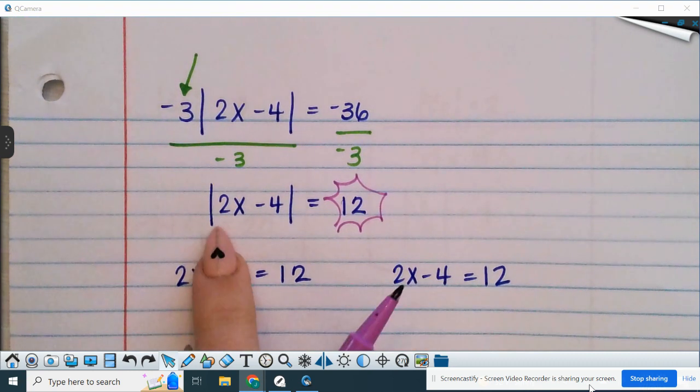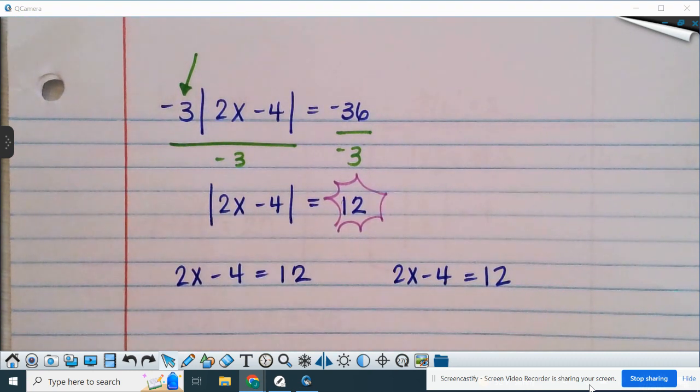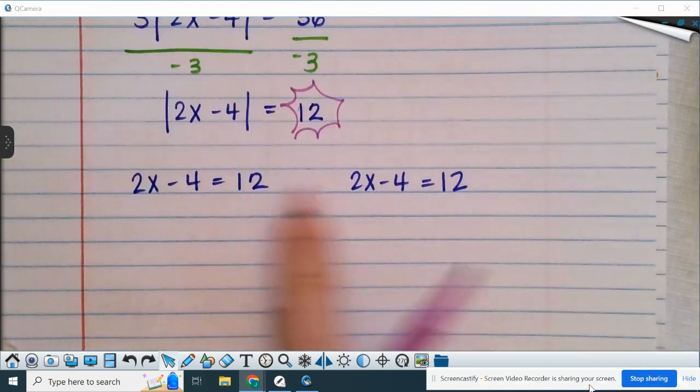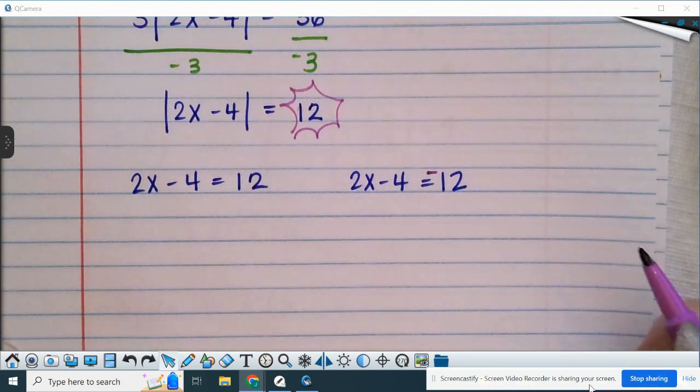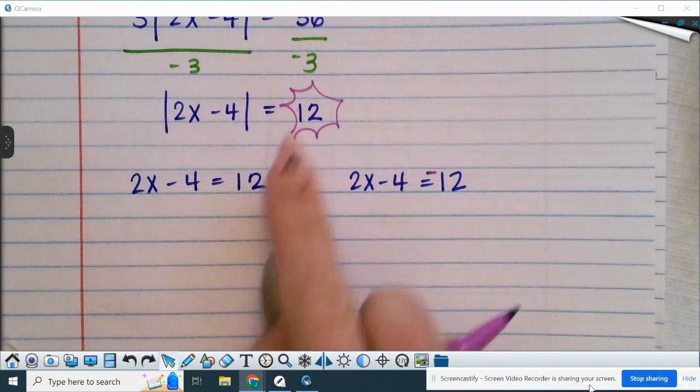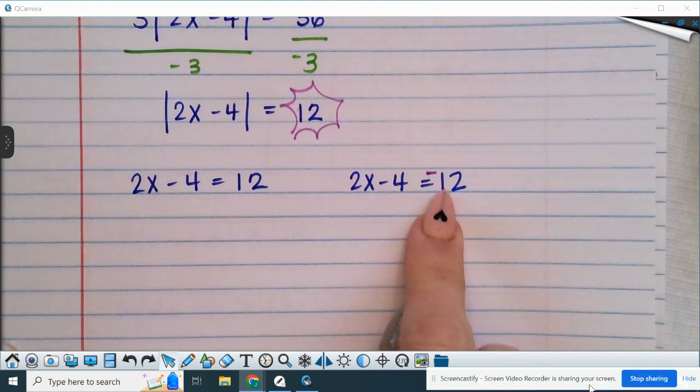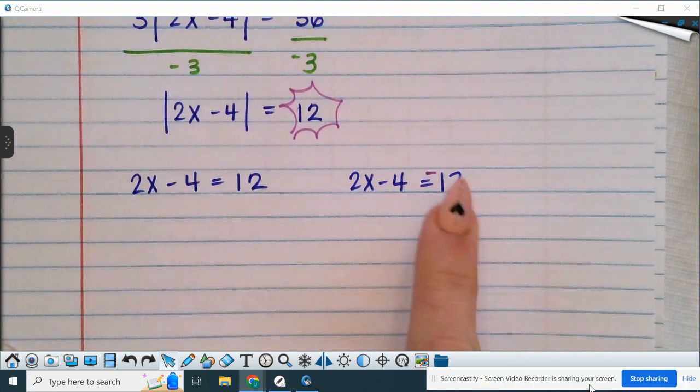So your absolute value is a safe zone. You can't touch anything in there. You're only changing your output. You want a positive output and then the opposite, negative. So had this been negative, we would keep it as is, and then we would make it positive. So as is and opposite outputs.